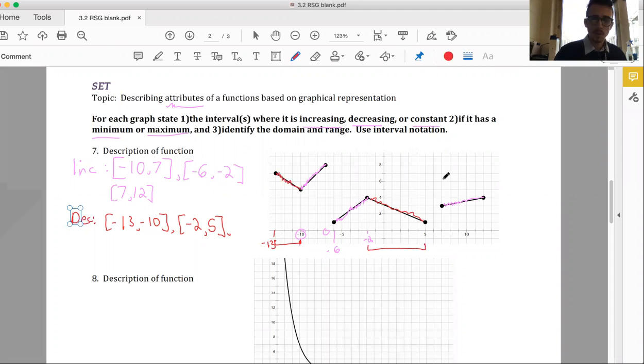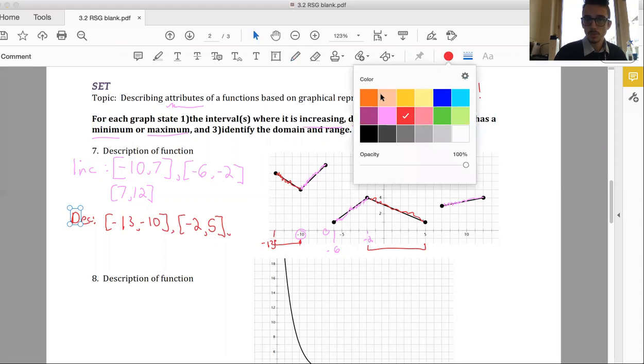Do we have anywhere where it's constant, where it looks like a flat line? What do you think? Hopefully you're saying none. There's no place on this graph where it is constant. Let's look and see where we have any minimums. I'm going to highlight this in, let's do orange.